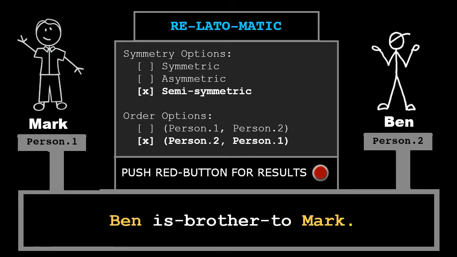Ben is brother to Mark. Okay, so Mark and Ben are brothers. We say brother is a semisymmetric relation because in the case of a brother and a sister, the term brother only works in one direction. Let's change our symmetry option from semisymmetrical to symmetrical and press the red button.